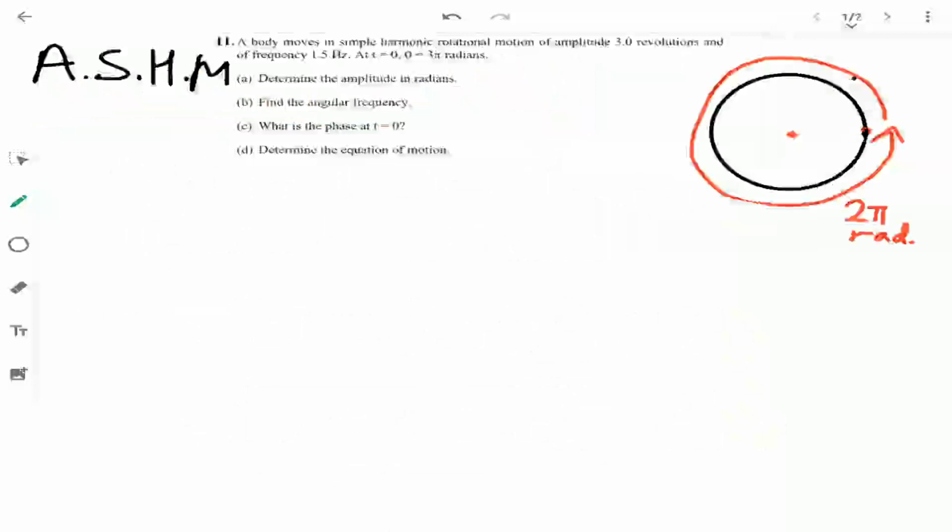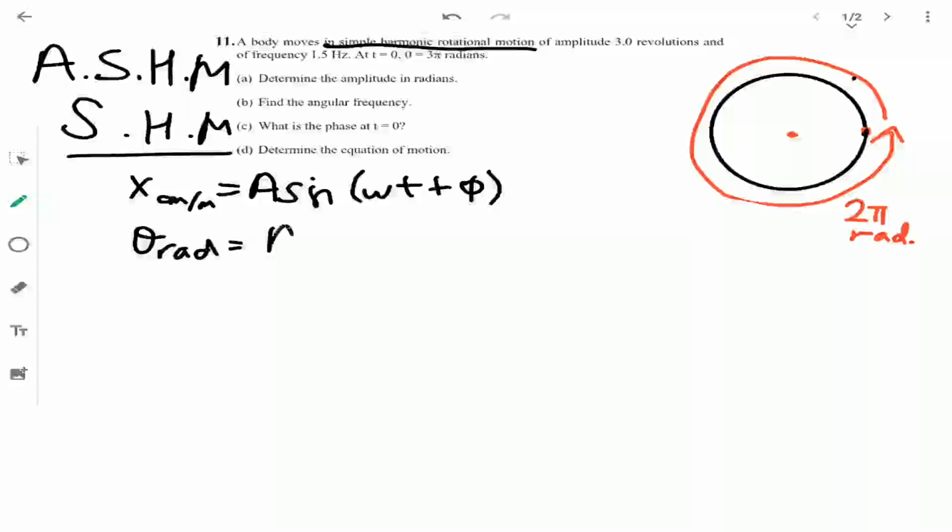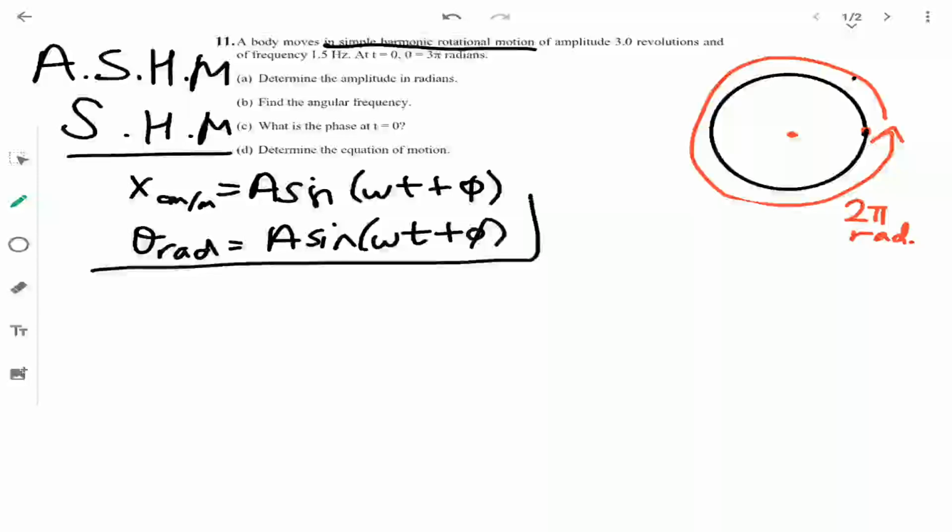Now the only difference between angular simple harmonic motion, which is simple harmonic rotational motion, and simple harmonic motion is that the units change. So as we all remember, the equation of motion for simple harmonic motion was x in centimeters or meters equals A sine omega t plus phi, right? Now the only difference is theta, which takes the place of x, in radians, again equals A sine omega t plus phi. That's the only difference we have. So using this knowledge, I'll wait for a few seconds, all of you can solve, and then we'll check together.